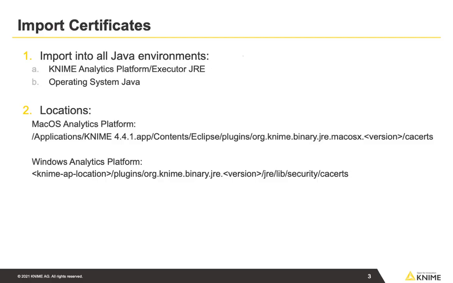Now that we have our certificate, we need to import it into our ca-certs file. KNIME Analytics Platform and executors come packaged with their own JRE, but KNIME Server depends on an external Java installation. For complete coverage, we'll want to import the downloaded certificate into all locations. The process is the same in either case.